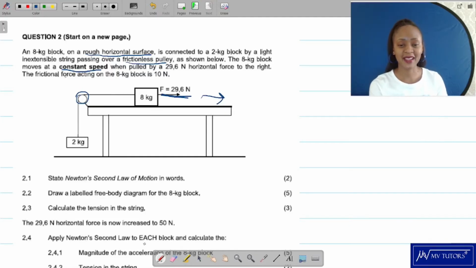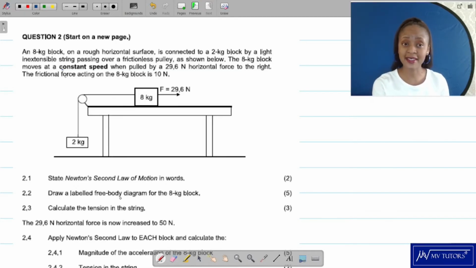Okay. Yeah, let me just remove all of that. But yes, we know that it's moving to the right. Okay. And that's cool. The frictional force acting on the 8 kg block is 10 newtons. So they've given us the value of the friction force. If they had given us the coefficient of friction, then we would have had to calculate it ourselves. But our job is light.